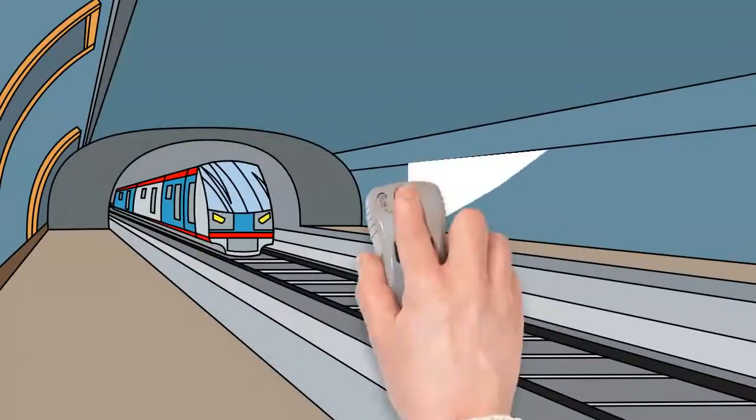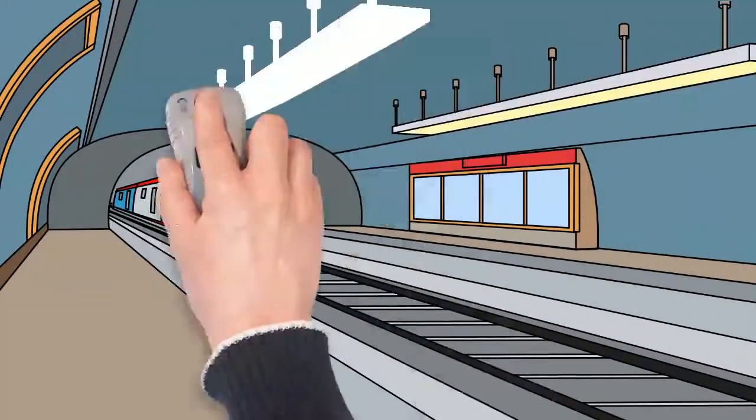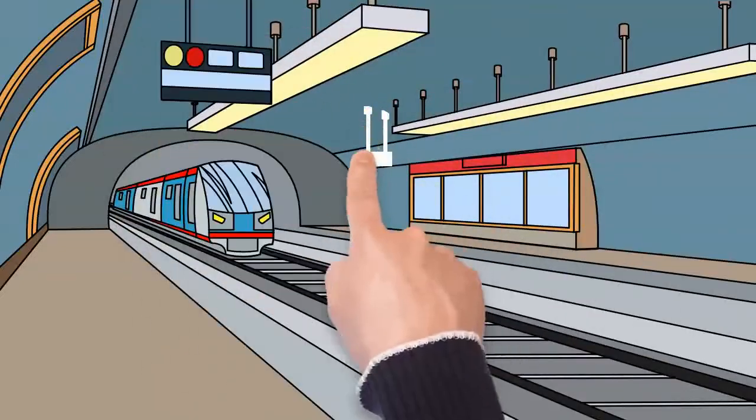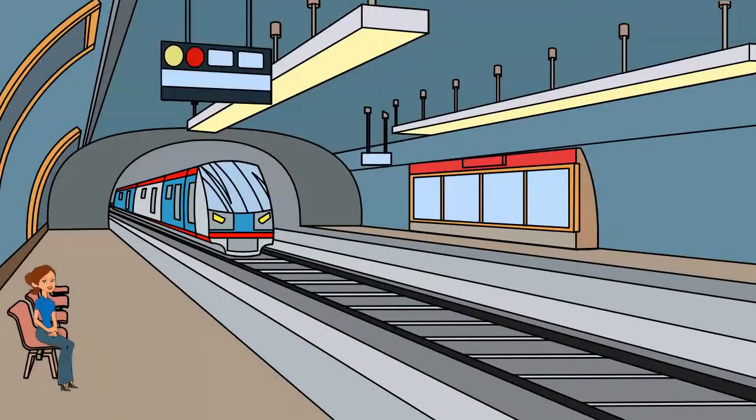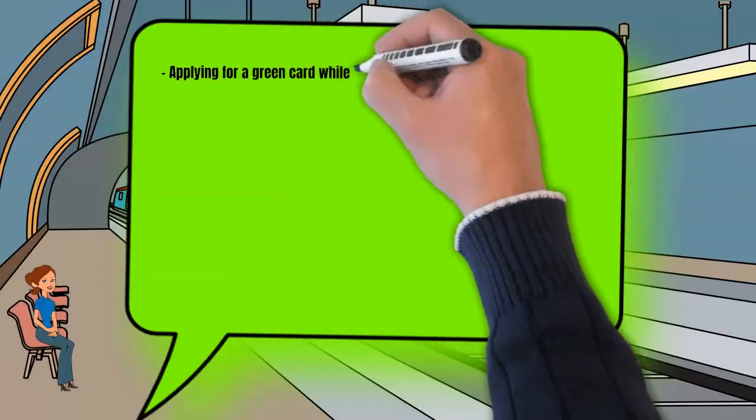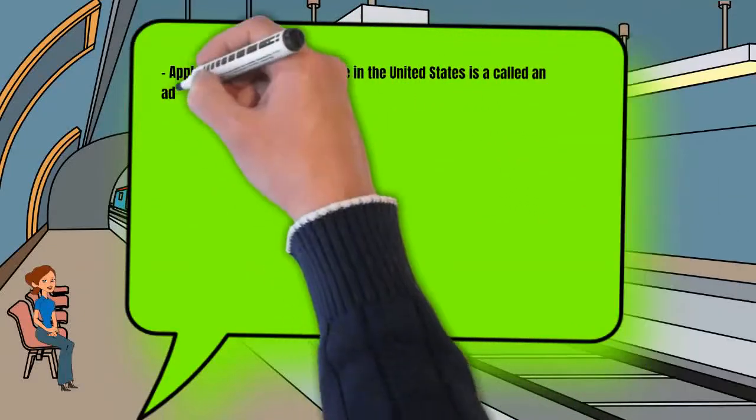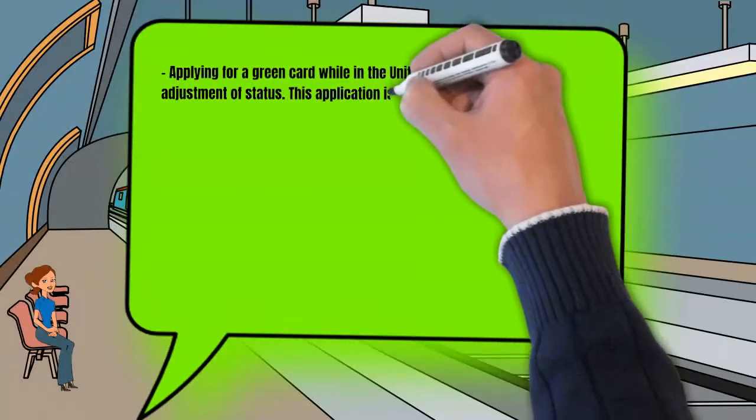Let's start with applying for a green card while in the United States. Applying for a green card while in the United States is called an adjustment of status. This application is filed on Form I-485, application to register permanent residence or adjust status.